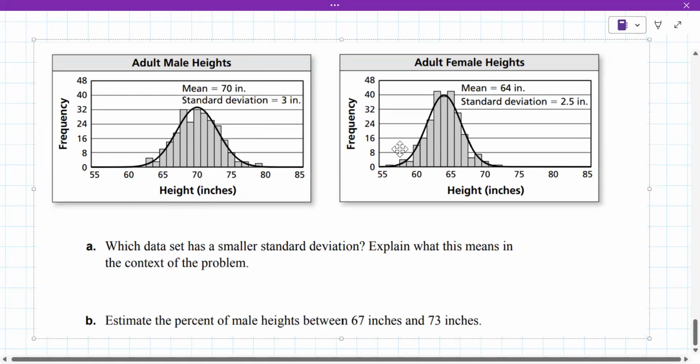Because they're not overlapped, you kind of have to decide where the peaks would be if they were on the same graph. And the mean is what tells you that. The mean tells you that the females are below the males. But that's not what it's asking. It actually is just asking which has a smaller standard deviation.